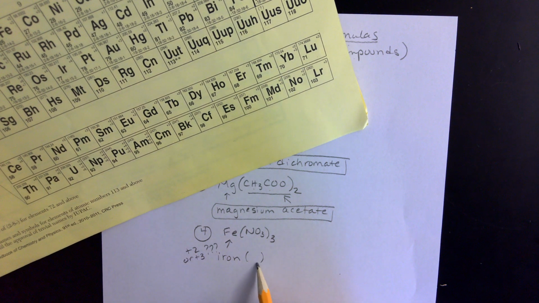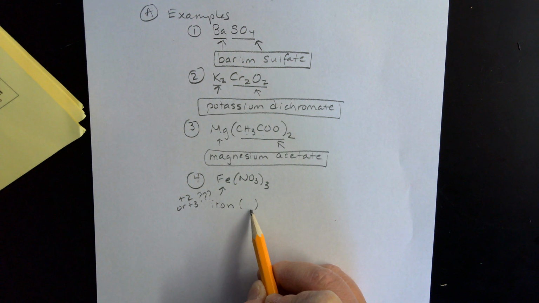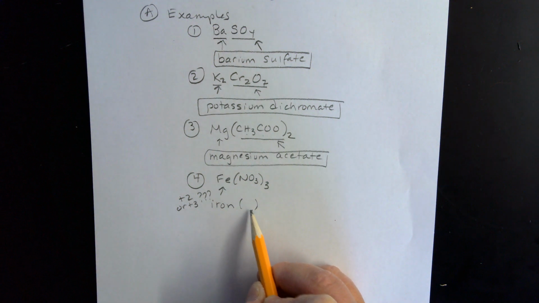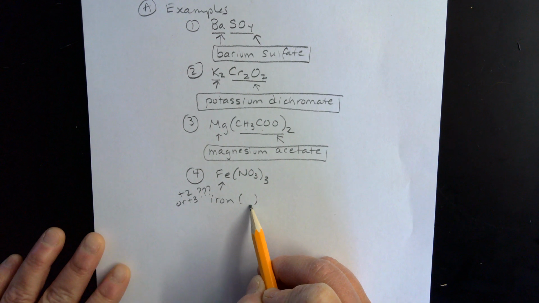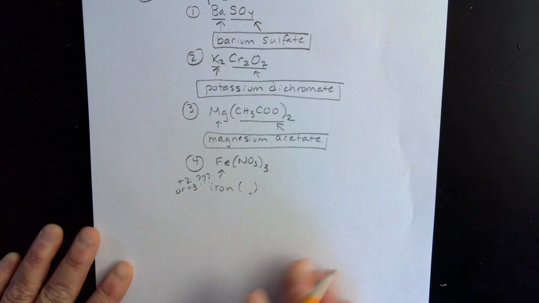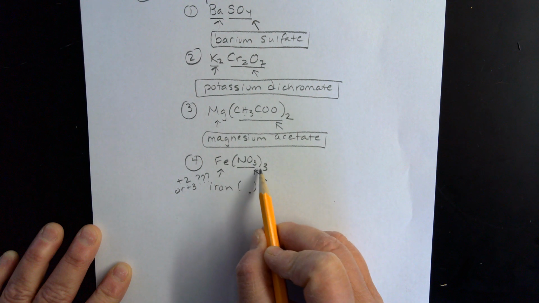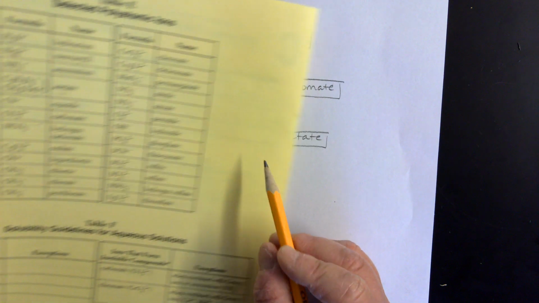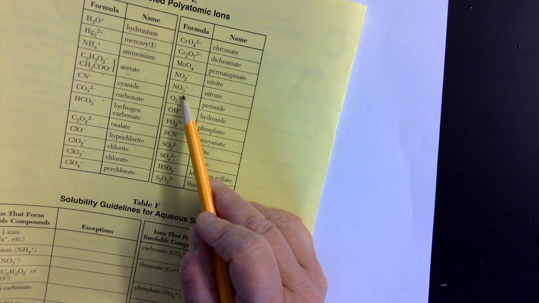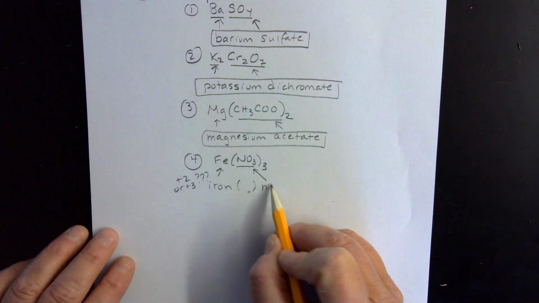We need to figure that out. We don't know what that is just yet. So we're going to leave the parentheses open. We know we have to put a Roman numeral there. We'll come back to that. So let's take a look at what's inside the parentheses. I see NO3. Let's find out what the name of that is. So NO3 is right here. It is called nitrate. So this is iron nitrate.